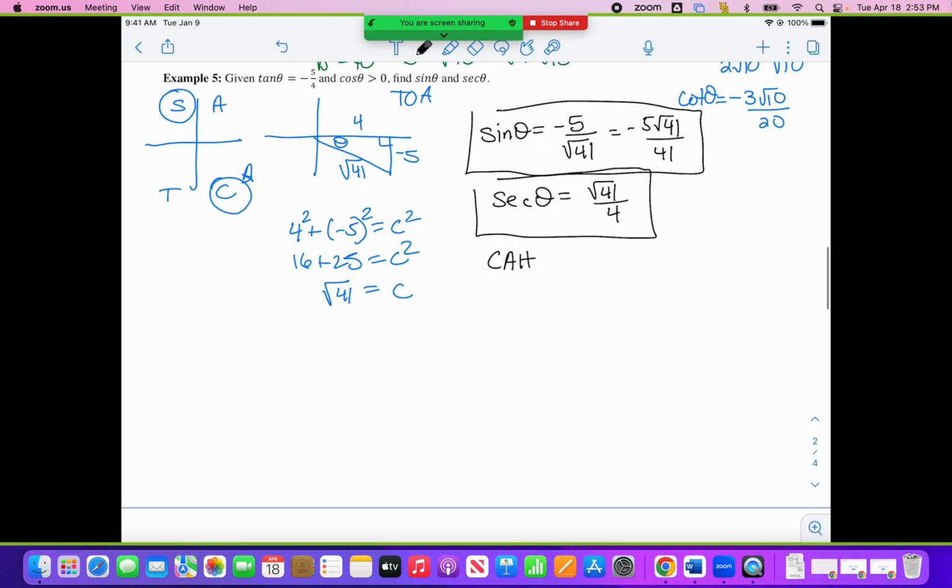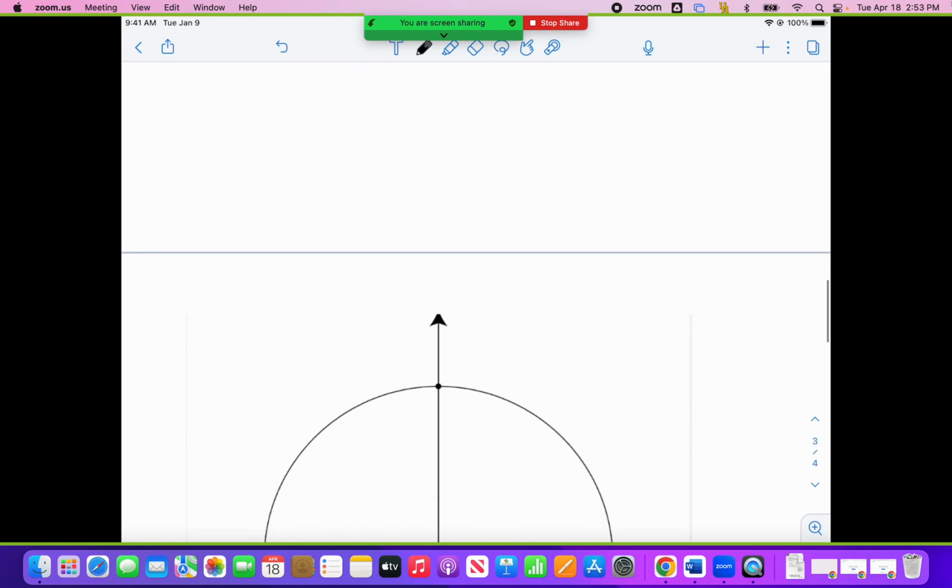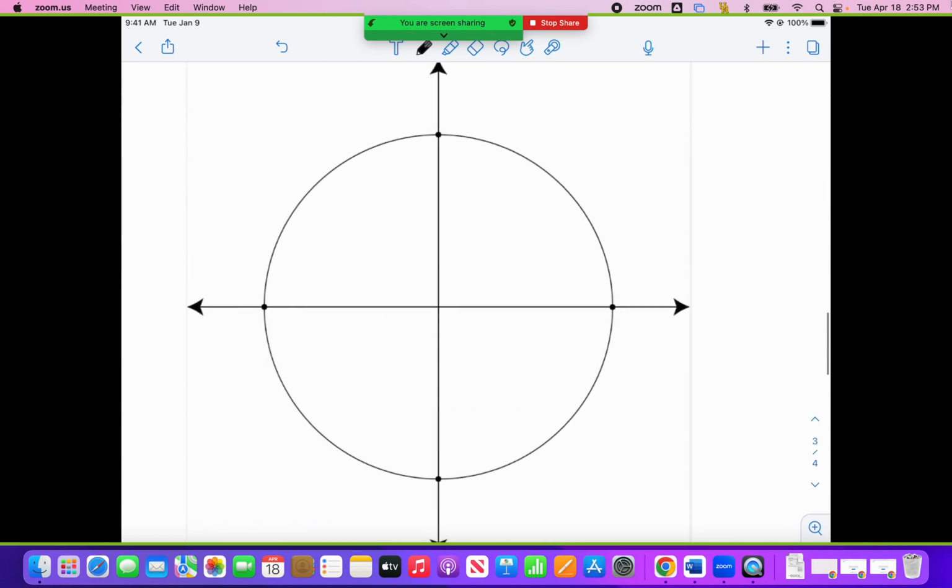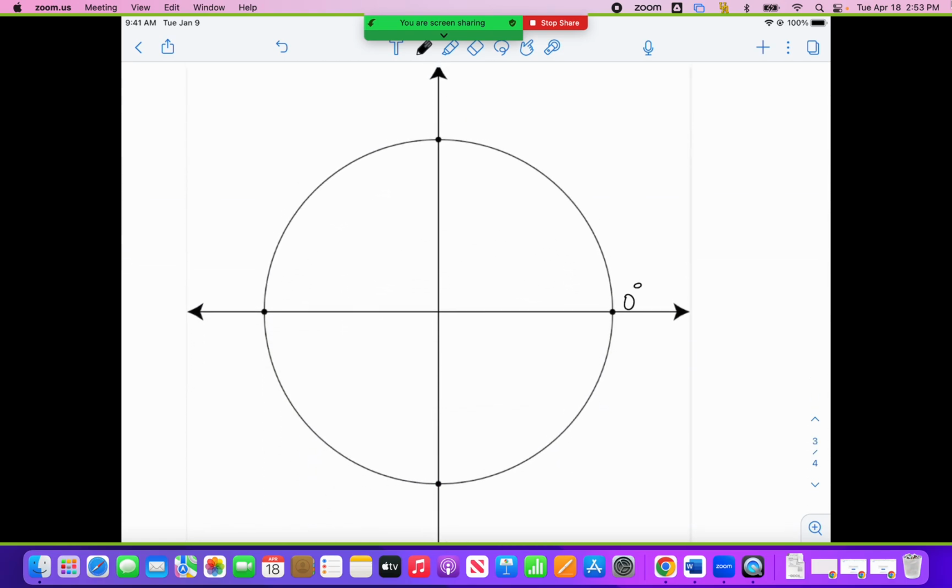All right, the last thing I want to get to today is this big giant circle. We're going to spend the rest of our time doing this. Then we will end up finishing example 6 and 7 tomorrow, and that's fine. We're just going to take our time to get through it. All right, so the first thing I want you to do on your circle is go around, and we're going to label the quadrantal angles.